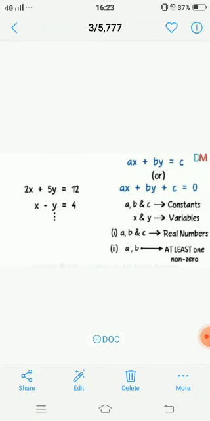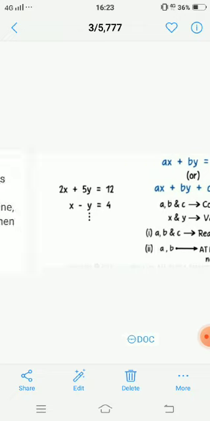And now one more thing I can say here, a and b, at least one should be non-zero. That means if both the coefficients of the x and y variables are 0, it will not be called a linear equation in two variables, because we will get the answer as 0. So at least one non-zero term should be there. The general form of a linear equation in two variables is ax plus by plus c equals 0, where a, b, c are real numbers and a and b are not zero at the same time.